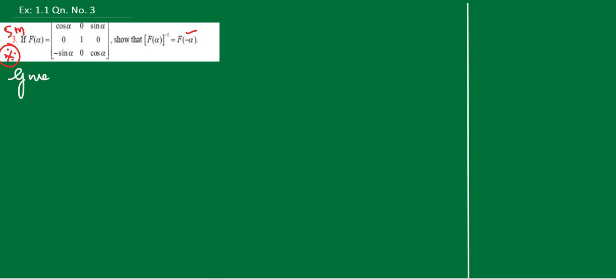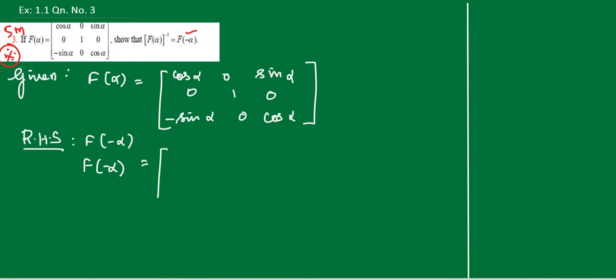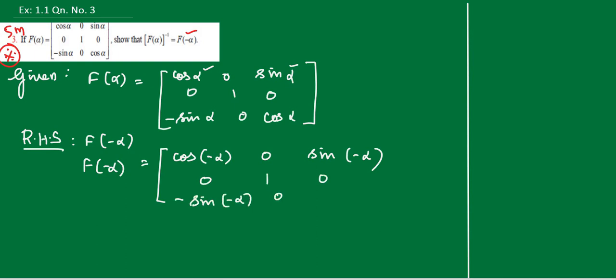Given the matrix F of alpha is equal to cos alpha 0 sin alpha, 0 1 0, minus sin alpha 0 cos alpha. We are going to find the right hand side. The right hand side is F of minus alpha. F of minus alpha is equal to, replace alpha with minus alpha. We get cos minus alpha 0 sin of minus alpha, 0 1 0, minus sin of minus alpha 0 cos alpha.